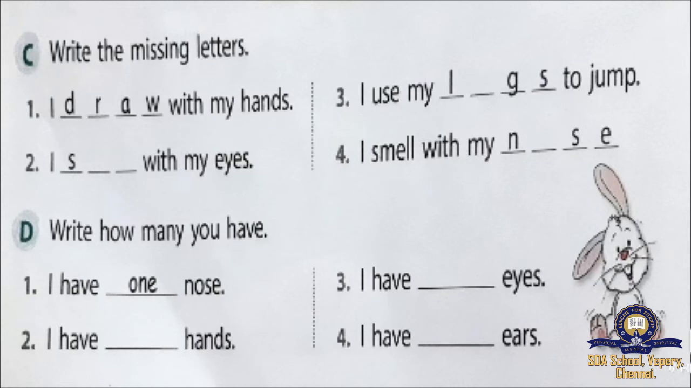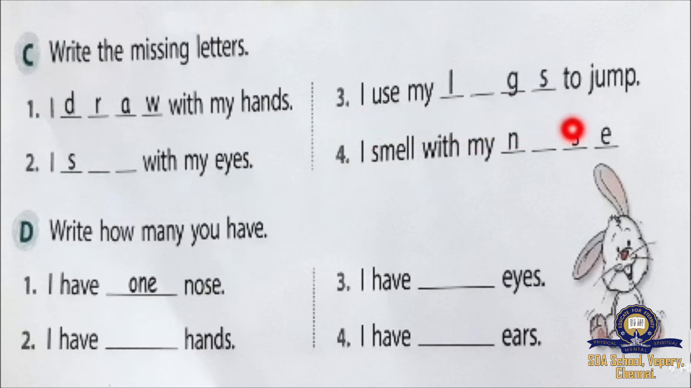Now, look at part C. Write the missing letters. Number one, I dash with my hands. I draw. D-R-A-W, draw. Here, they already gave the answers. Now look at the next one, number two, I dash with my eyes. I see. You can see with your eyes, no? Yes. What's the spelling for see? E-E-C.